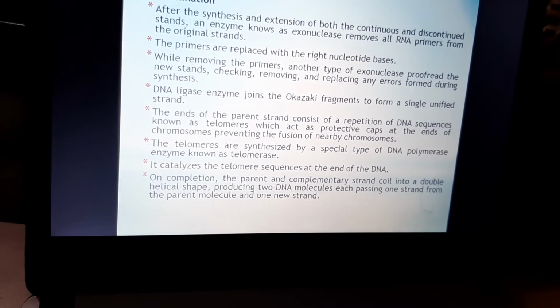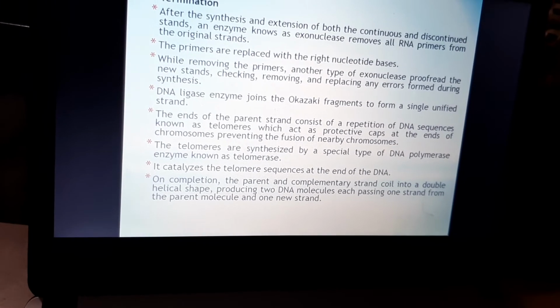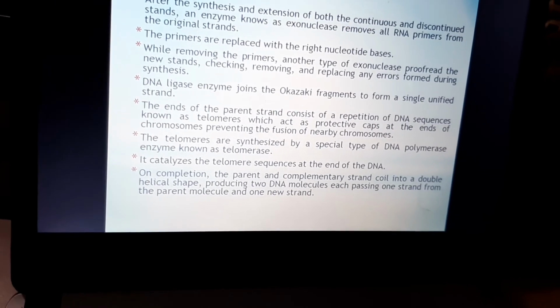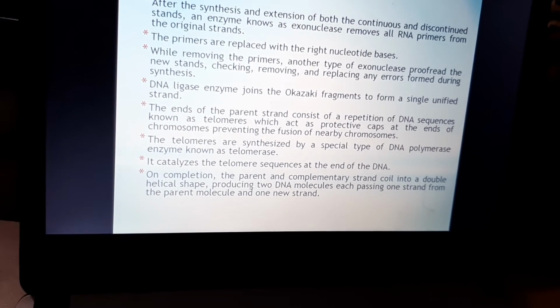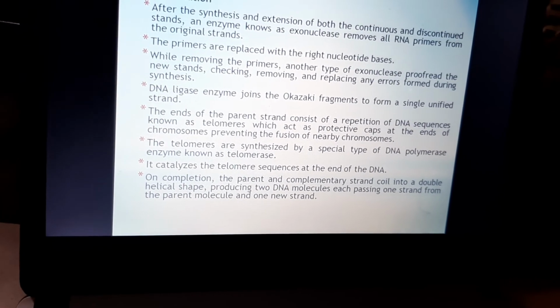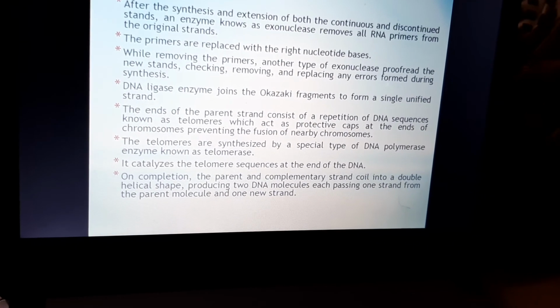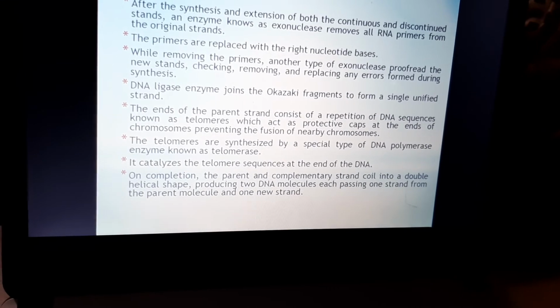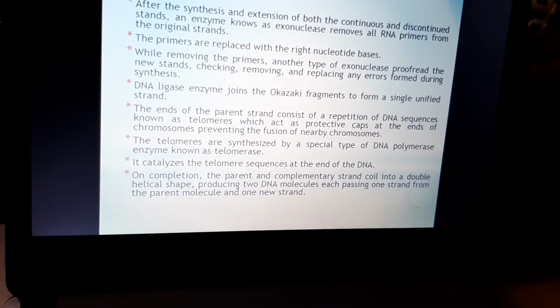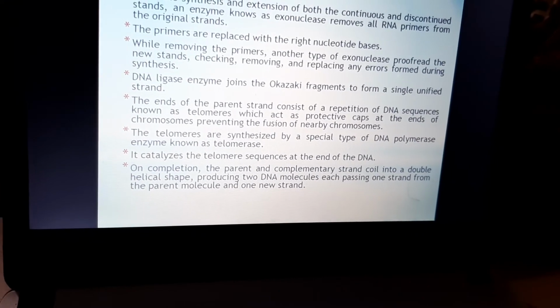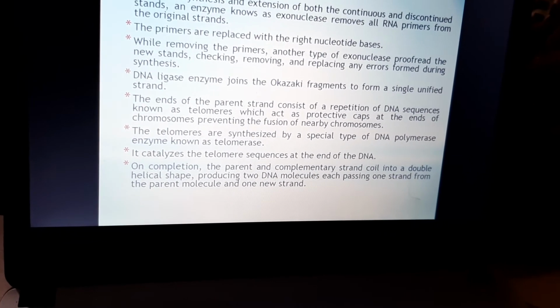The ends of the parent strand consist of a repetition of DNA sequences known as telomeres, which act as protective caps at the ends of chromosomes, preventing the fusion of nearby chromosomes. The telomeres are synthesized by a special type of DNA polymerase enzyme known as telomerase. These telomerase enzymes catalyze the addition of the telomere sequence at the end of the DNA.